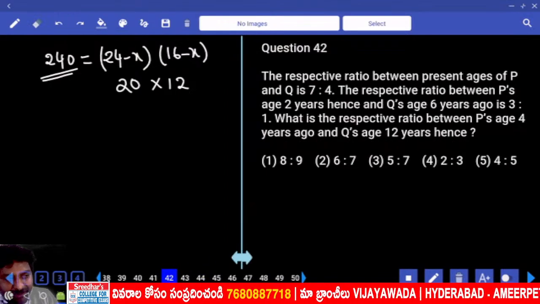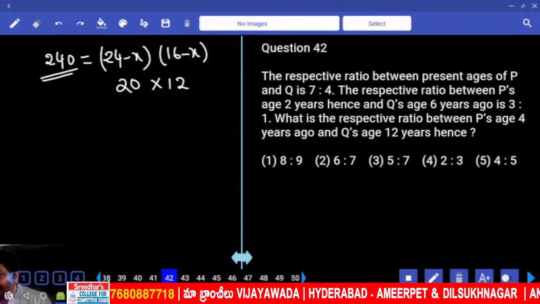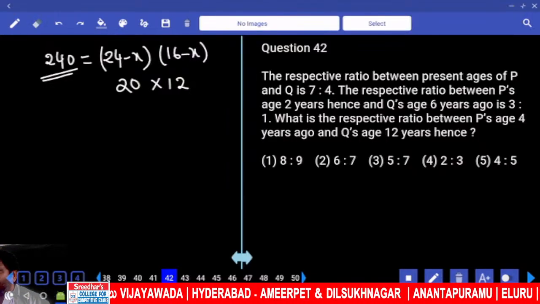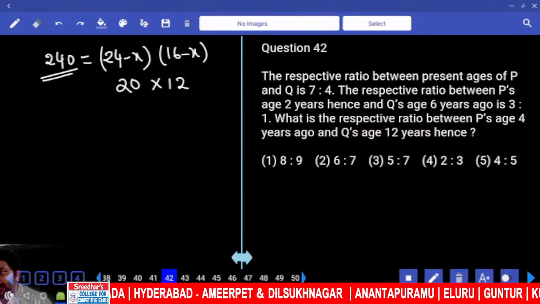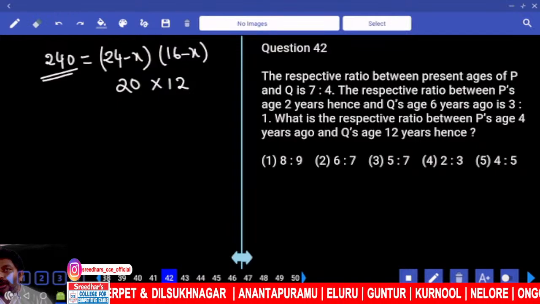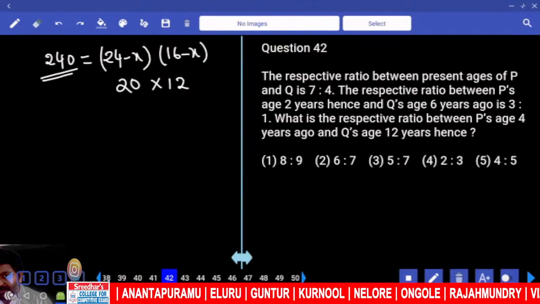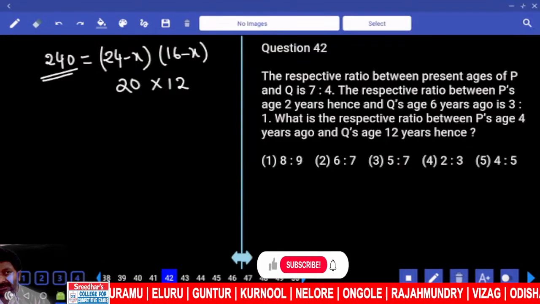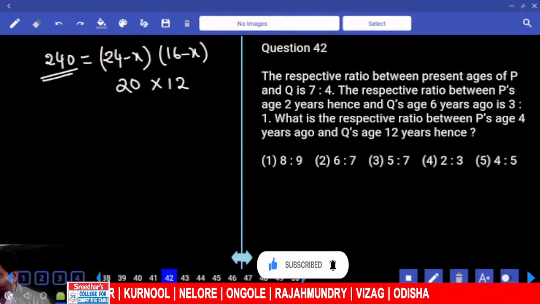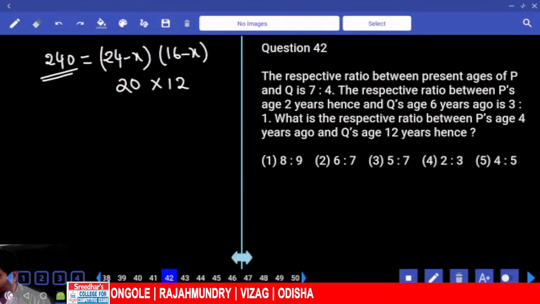The respective ratio between percentage of P and Q is 7:4. Problems on ages. When you look at options, it is ratio. If it is about any particular person's age, maybe P or Q, present, past, future, using multiplication rule or maybe last digit verification, we can get the answer. Problems on ages, if you are asked to calculate age, 99% of cases we will get the answer by using multiplication rule or the last digit. If the question is about ratio, you have to solve the question.